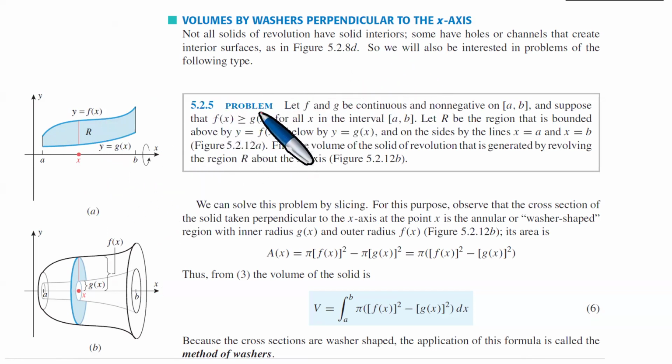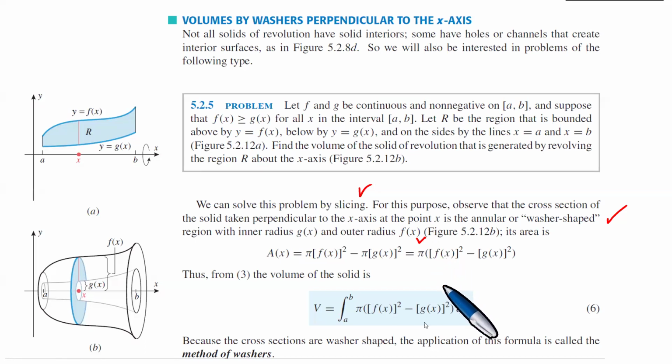Now, if you look at the problem in 5.2.5, you let f and g be continuous and non-negative on [a, b], and suppose that f of x is greater than or equal to g of x for all x in the closed interval [a, b]. You let R be the region that is bounded above by y equals f of x, below by y equals g of x, and on the sides by the lines x equals a, x equals b. Find the volume of the solid of revolution that is generated by revolving the region R about the x-axis. We can solve this problem by slicing the region. For this purpose, observe that the section of the solid taken perpendicular to the x-axis at the point x is the annular or washer-shaped region with inner radius g of x and outer radius f of x.